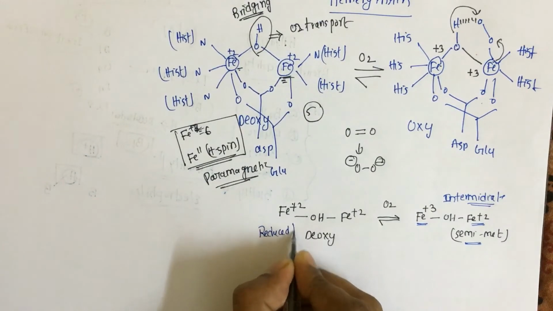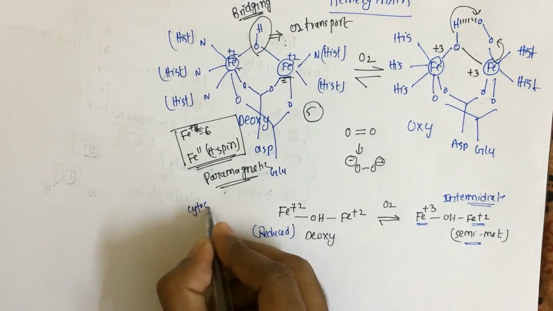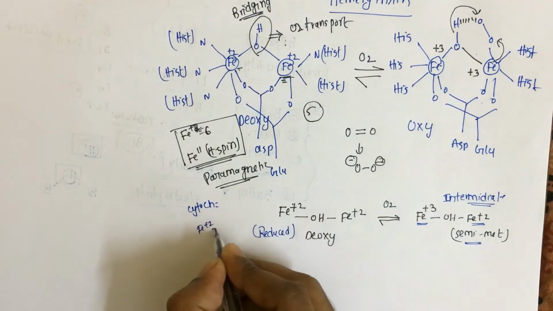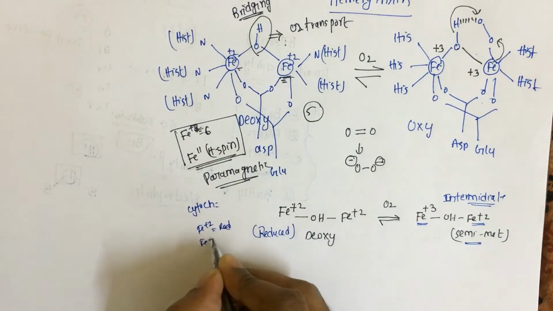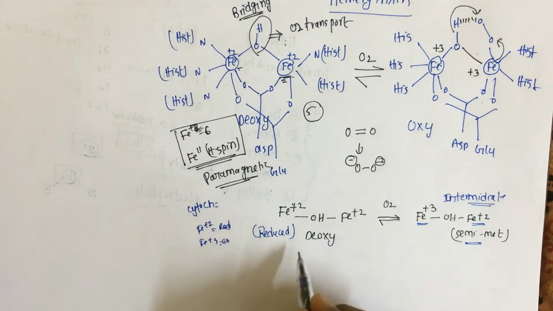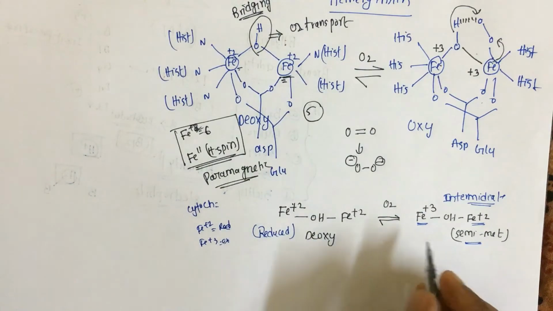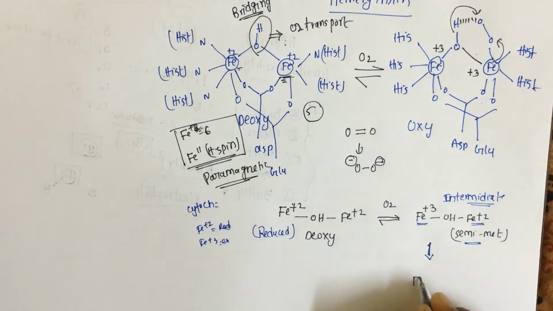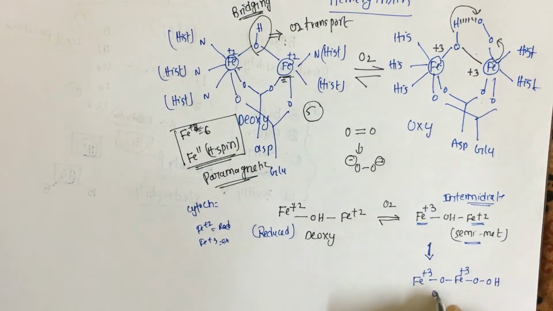We have read in cytochromes, when we are talking about cytochromes, there also we come across Fe+2 oxidation state, this is the reduced form. In the Fe+3 oxidation state, this is the oxidized form. So this is the reduced form. After proper transfer of oxygen, it gets converted into the oxidized form. In the oxidized form, both iron atoms are present in the +3 oxidation state. So the oxy form is also called the oxidized form.